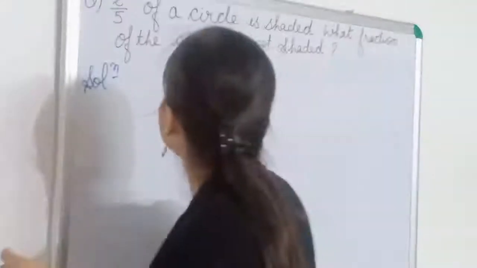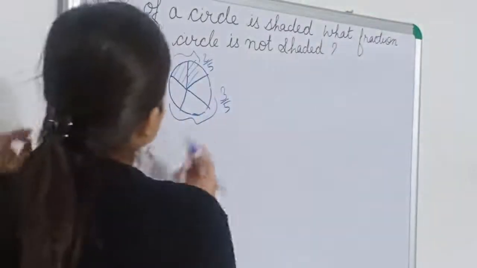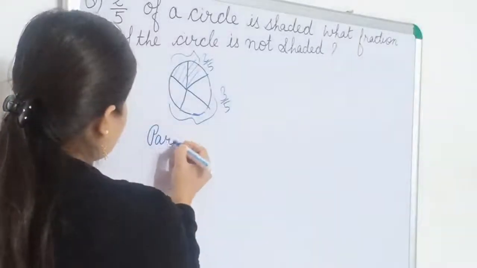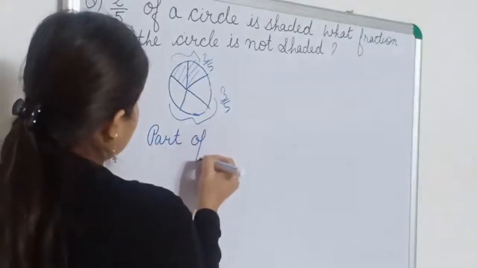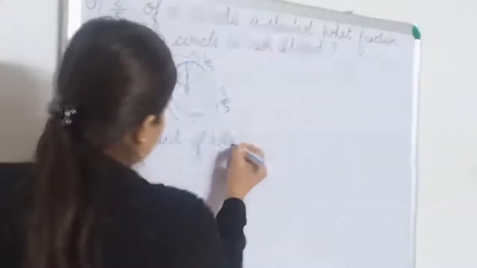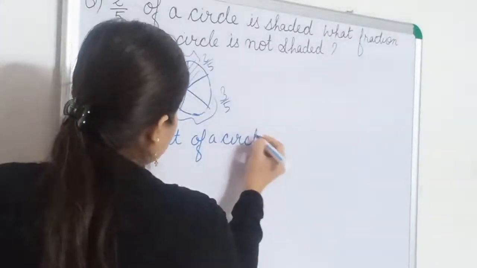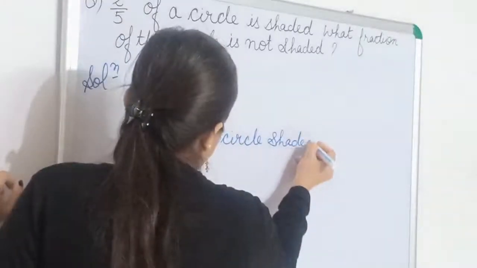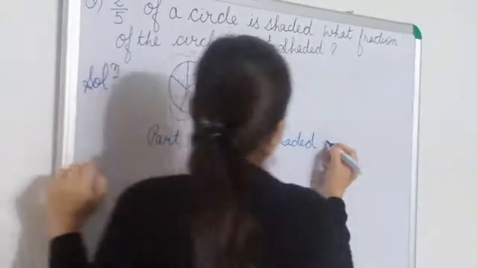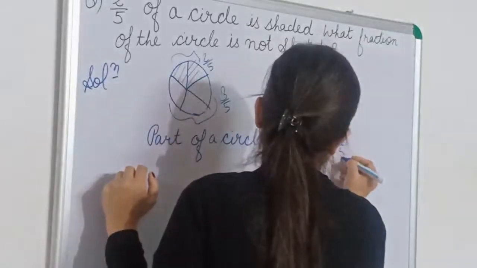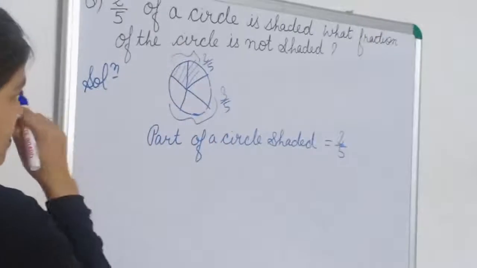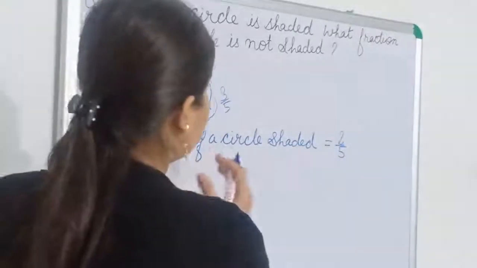Okay. So first of all, part of the circle shaded, or fraction of a circle shaded. How much fraction is shaded? 2 by 5. Now here it is fraction of the circle not shaded.